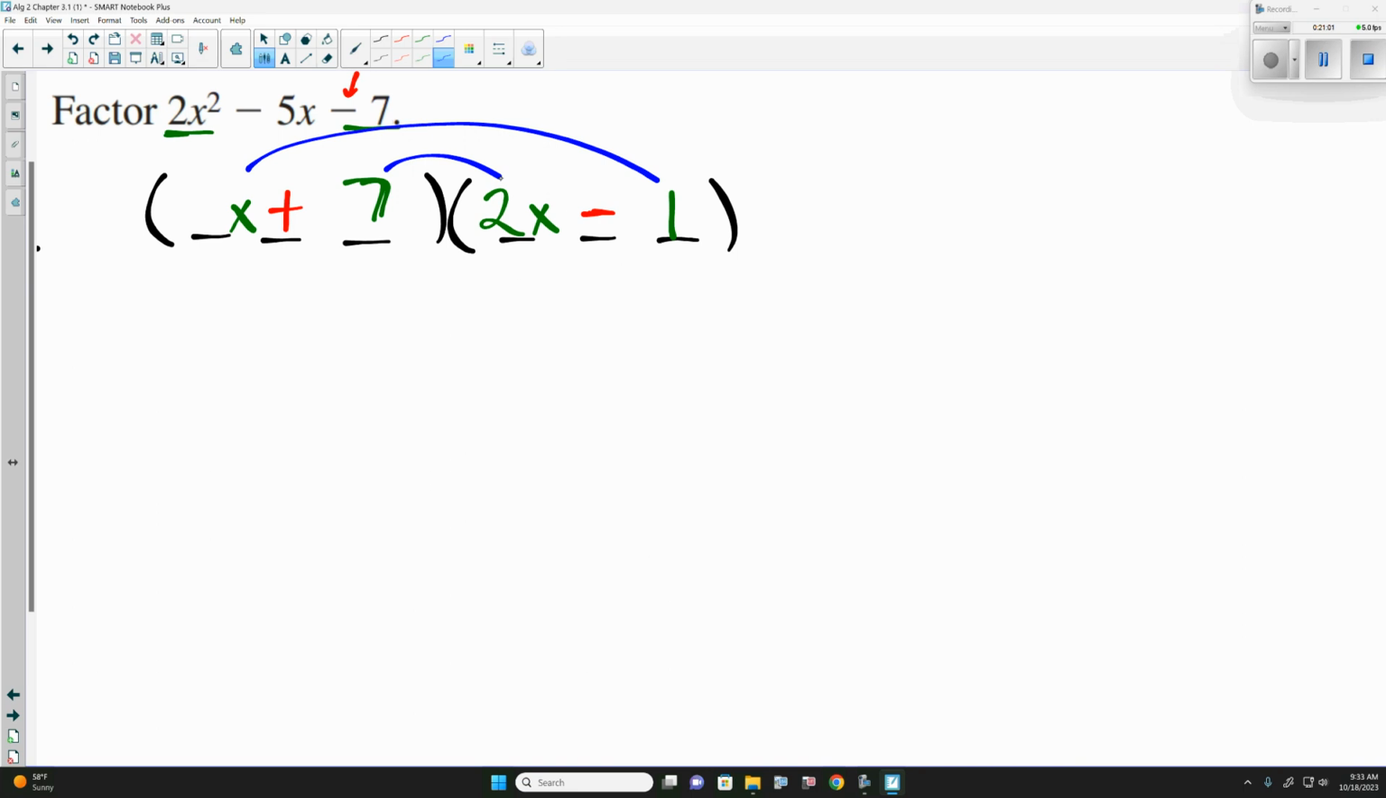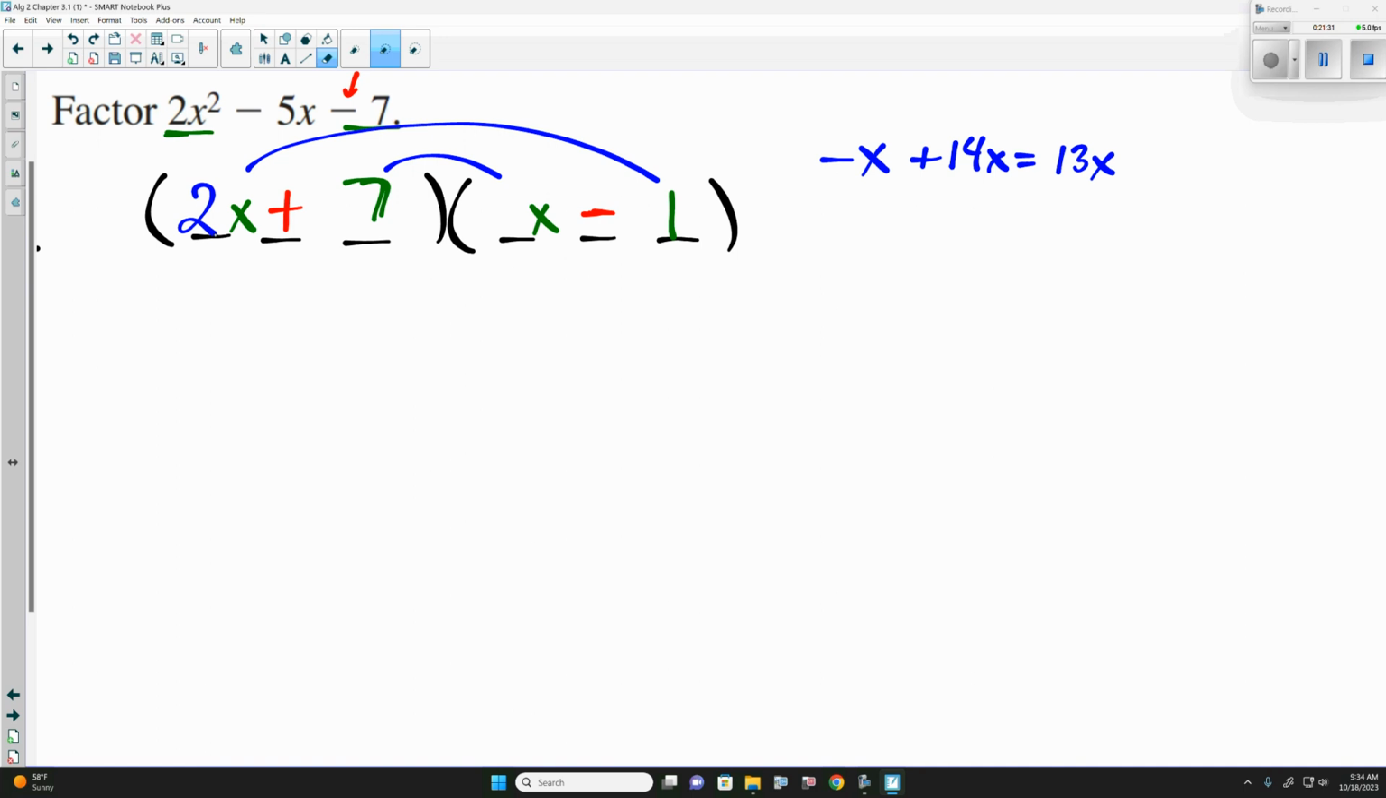And then when we check it, x times -1 is -x. 7 times 2x is plus 14x, which is positive 13x. So that's not the term we want. Let's try switching the 2. I want to switch the 2 to the front.